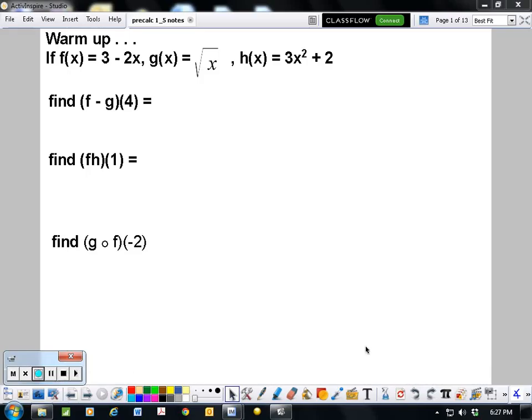Okay, so now we have the warm-up for 1-5. Please go ahead and pause it and give students about 5 minutes to work on this.